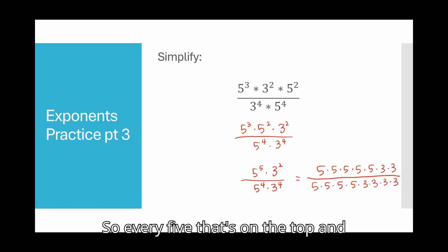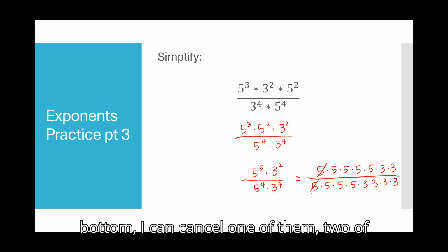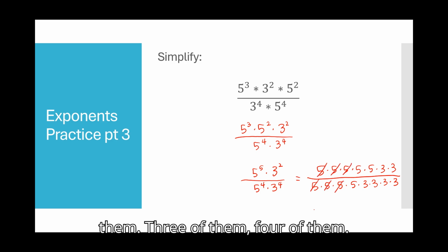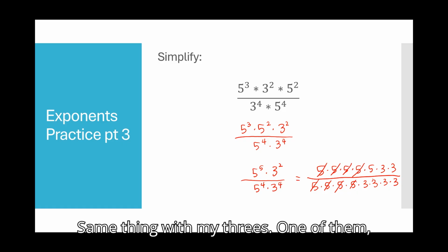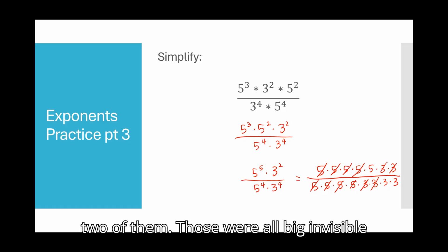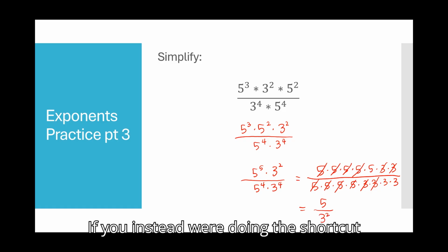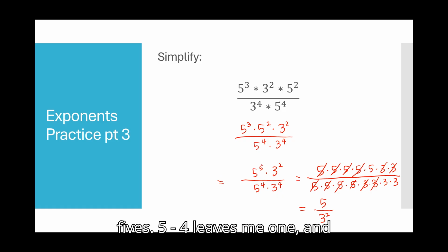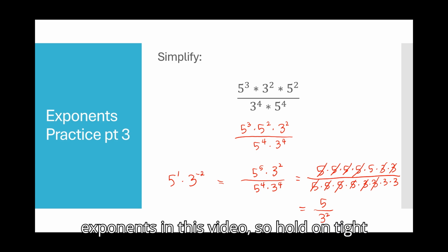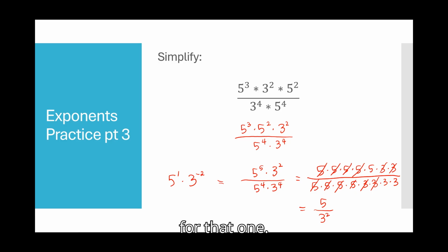So every 5 that's on the top and bottom, I can cancel. 1 of them, 2 of them, 3 of them, 4 of them. Same thing with my 3s, 1 of them, 2 of them. Those were all big invisible ones. So I get left with a 5 on the top and 2 3s on the bottom. If you instead were doing the shortcut rule, we would subtract my 5s. 5 minus 4 leaves me 1. And we would subtract our 3s. 2 minus 4 leaves me -2. And we haven't yet done negative exponents in this video, so hold on tight for that one.